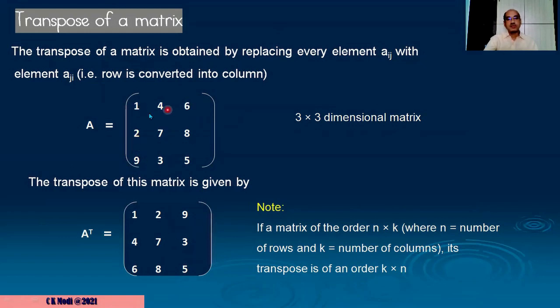Look at this: 146, 278, and 935. Now they become columns. So the transpose of matrix A is 129, 473, 685, where each column is converted into a row. So the transpose of a matrix is obtained by replacing every row element with a column.